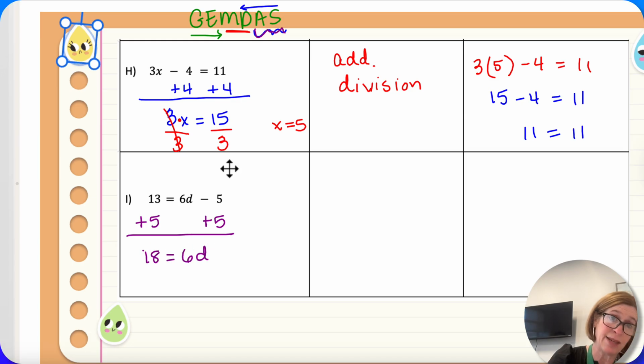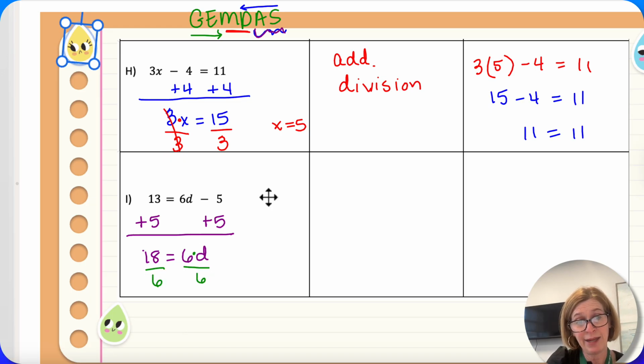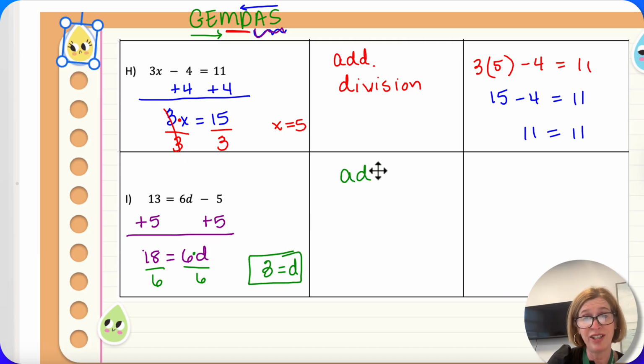Now I'm not using x this time. I'm using a different variable. That's okay. 6 is being multiplied to d, so I'm going to divide by 6, giving me 3 equals d. Again, what did you do? You used addition and division. And 3 is going to make the equation a true statement.